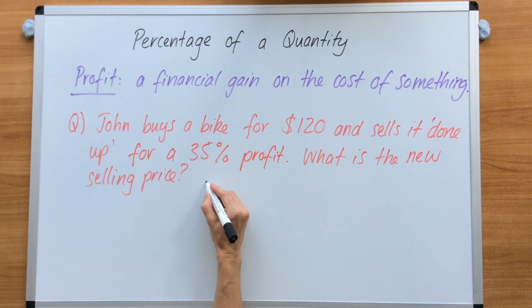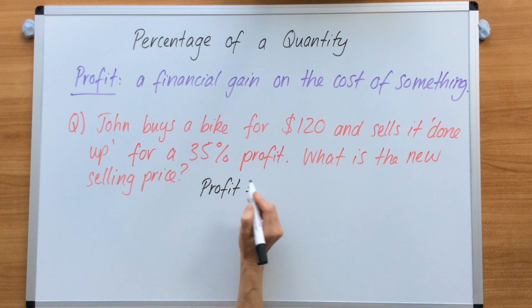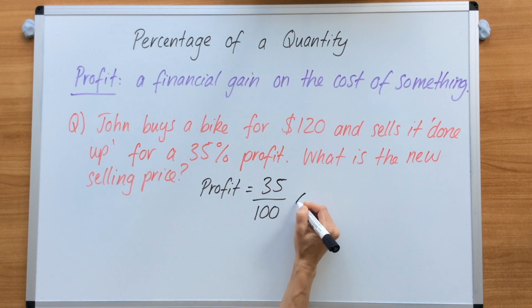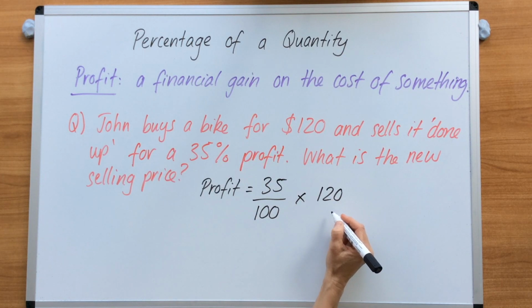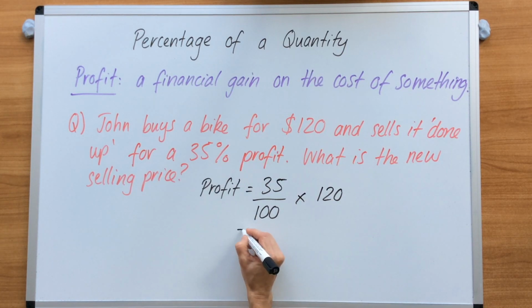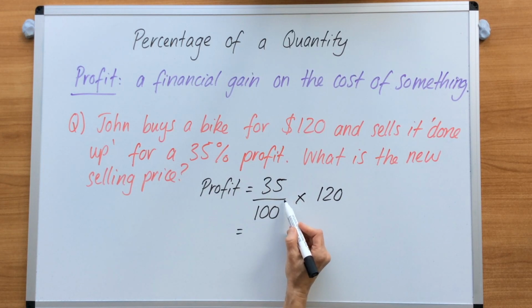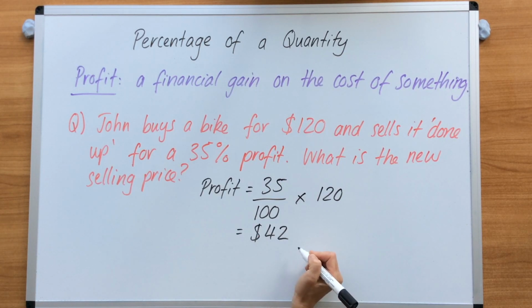So we start here. We go profit, because it is a profit, equals. Now it's 35% over 100% times the bike price that he bought it for at $120. So you punch that in the calculator. 35, ABC fraction button, 100 times 120, and that equals $42.